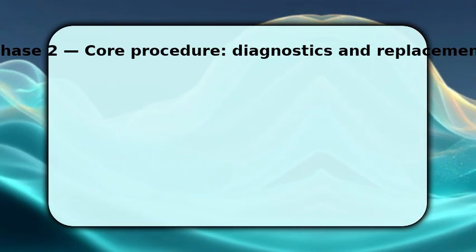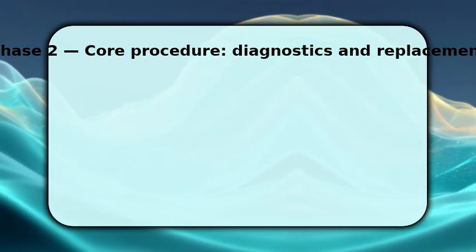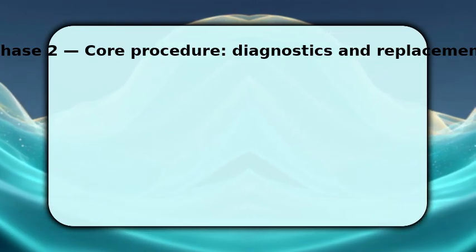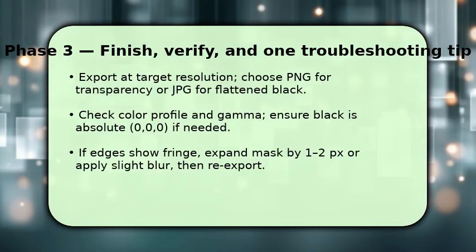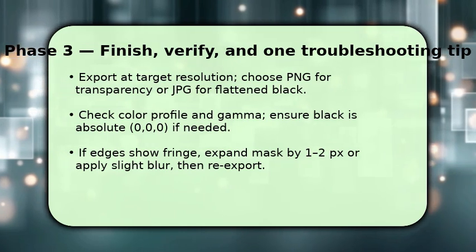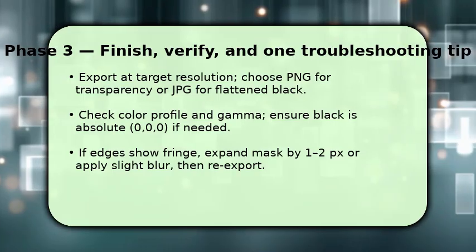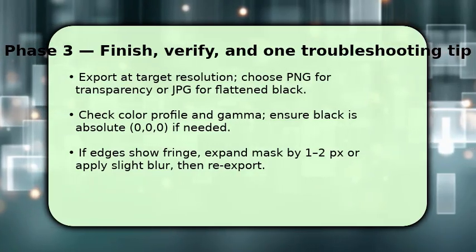Make sure you finalize by exporting at the exact resolution you need. Pick PNG if you require transparency elsewhere, or a flattened JPG if you want a simple black background. Verify the color profile so black renders as true 0 values rather than dark gray. Switch to sRGB if colors look off.